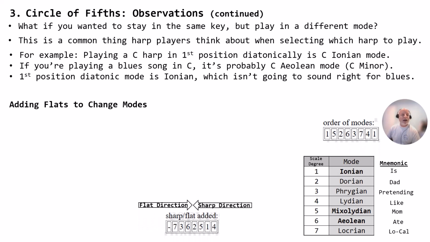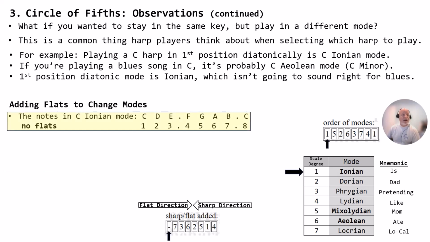So we're going to start talking about adding flats to change modes. You can see I have another graphic at the bottom there that has the flats and the sharps added, and there you can see that's the opposite. The numbers there are the opposite of the order of the modes. The order of the sharps and flats is 7, 3, 6, 2, 5, 1, 4, and the order of the modes is 1, 5, 2, 6, 3, 7, 4, and so it's the opposite.